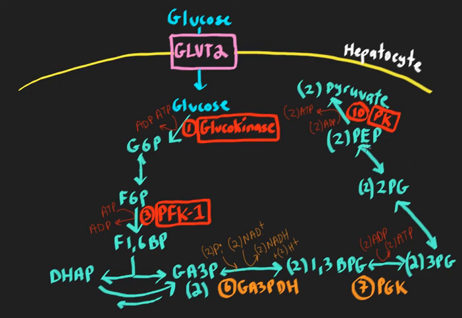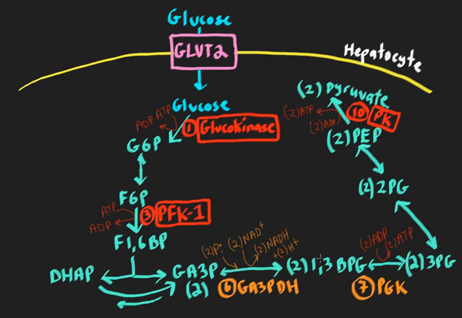Okay, so when we first started off saying we have glucose going all the way to 2 pyruvate, it was 10 steps. Now we see the endpoint, the 2 pyruvate molecules. All right, so to summarize, these 3 are the 3 irreversible steps of glycolysis. Step 1, glucokinase forming glucose 6 phosphate. Step 3, phosphofructokinase 1 forming F16 bisphosphate. And step 10, PEP going to pyruvate with pyruvate kinase, okay?